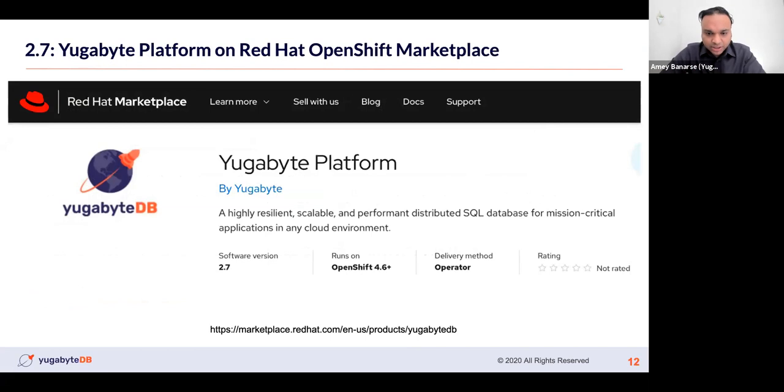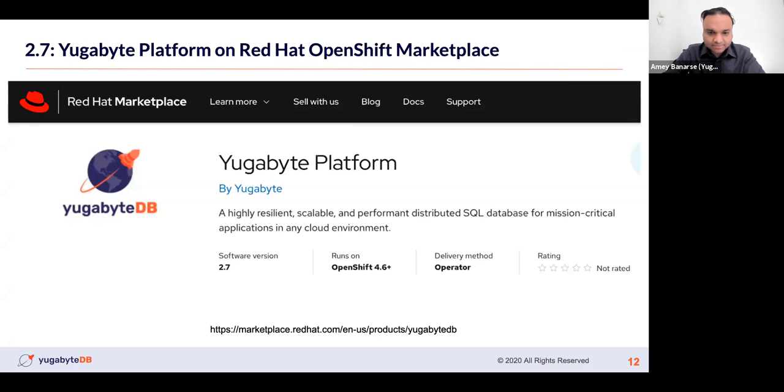So today, you can go to marketplace.redhat.com and deploy Yugabyte on top of any of your OpenShift environments. Now, to foster this relationship, we actually worked on something innovative with Red Hat. For the last 4 to 6 months, our R&D teams collaborated to create something called the Yugabyte Platform Operator.